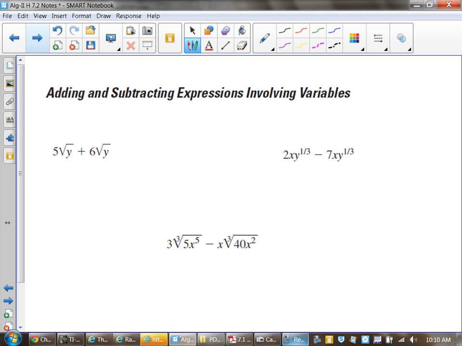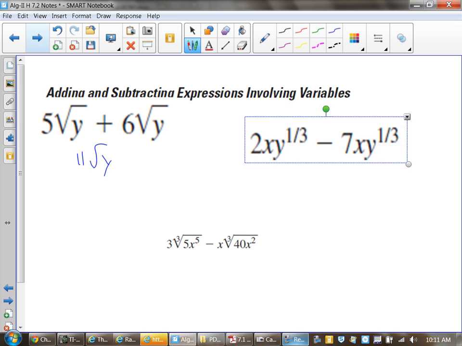Okay. Adding and subtracting, same exact rules apply. You have to have a common root to make it work. If you do, it's all good. In this case, you treat it as combining like terms. It means the exact same thing as you would numerically. You still simplify before you add or subtract. In that first example, it's 5 root y plus 6 root y. What would you get? 11 root y.